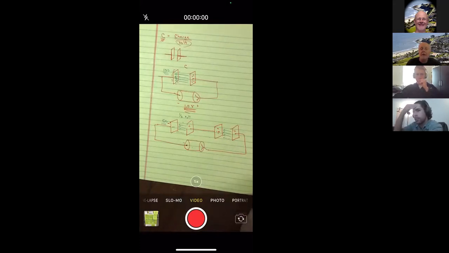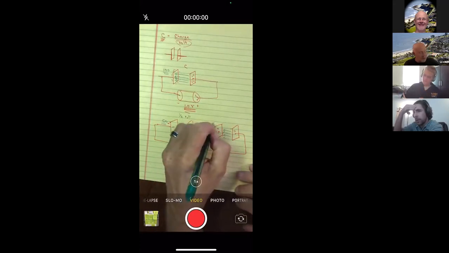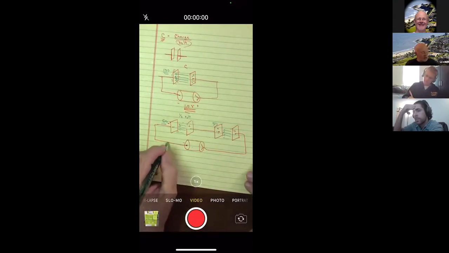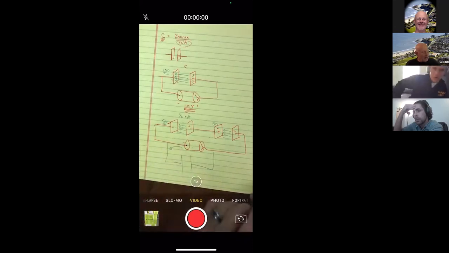Aren't there 50 electrons on the second negative plate as well? Yes, but let me point out, they did not come out of this battery. See, if you're trying to say, what is this equivalent to? You would say, what came out of the battery?